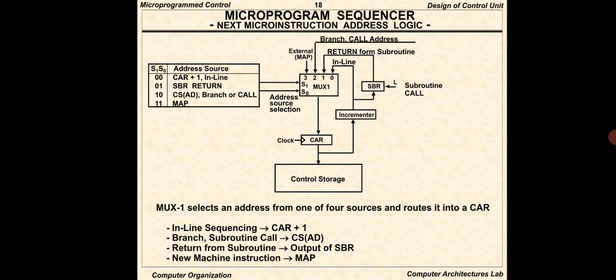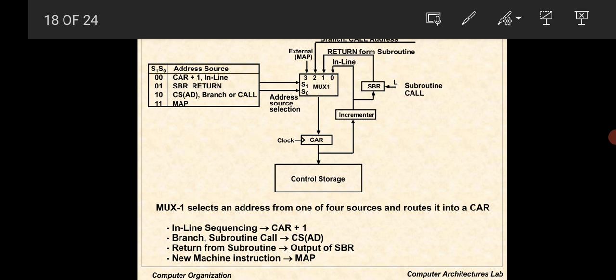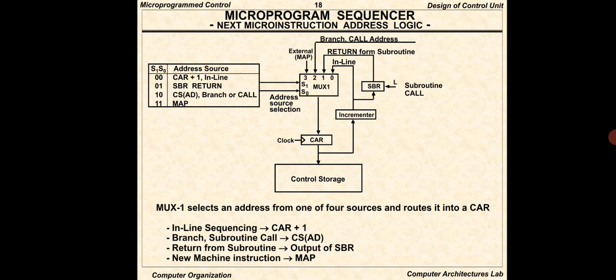If it is 1 0, I'm going to have the branch or call address. That branch or call address will be moved as an output of the mux, and it will be stored in the CAR register. Next is the external mapping. If I want to go with the mapping, I will use my selection bits as 1 1. So this external mapping address will be moved to the CAR register. Based upon the CAR register value, the control storage goes to that particular control storage memory address and executes its particular micro operations.